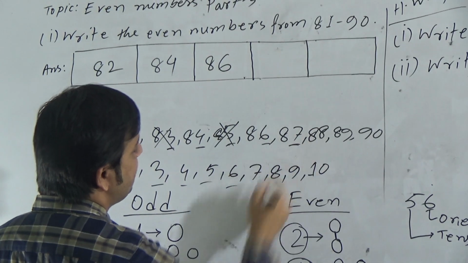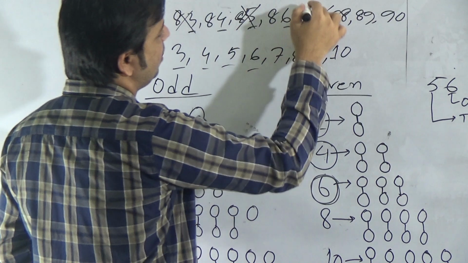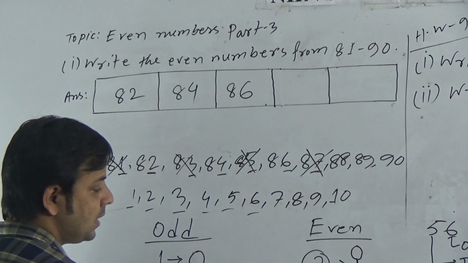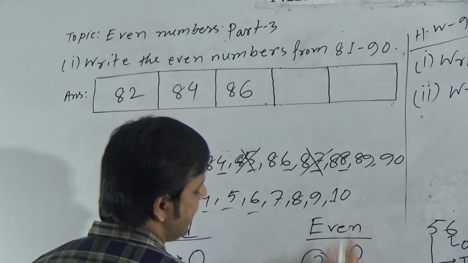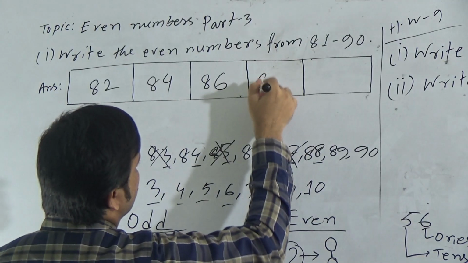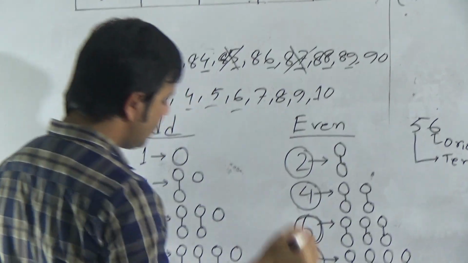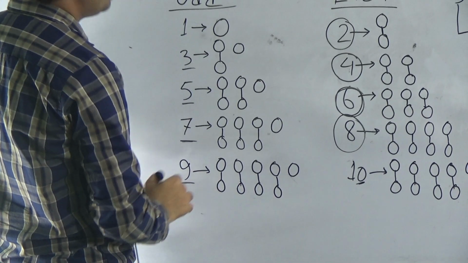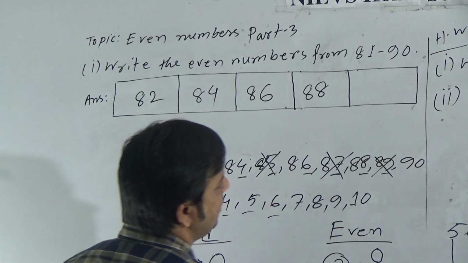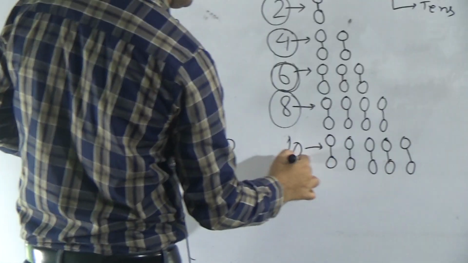Then 87, here the ones place is 7. 7 is odd. So this is not even. Now 88, here the ones place is 8. 8 is even. So 88 is even. Now the next number, 89. 9 is odd. So this is not even. The next number is 90. Here the ones place is 0. So 90 is even.